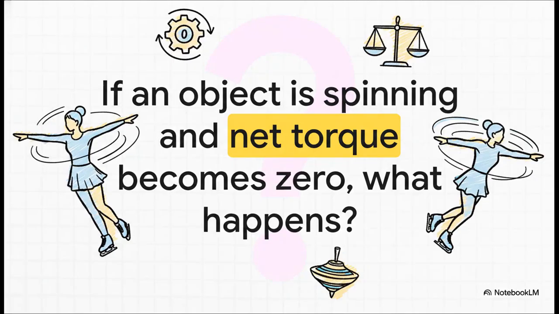And that leaves us with one final, really interesting question to chew on. We've established that if you apply a net torque to something, its rotation will change. So what happens if something is already spinning? Think of a figure skater in a twirl, and suddenly the net torque on them drops to 0. What happens to their spin then? Well, that question leads us directly to another giant idea in physics, the conservation of angular momentum.